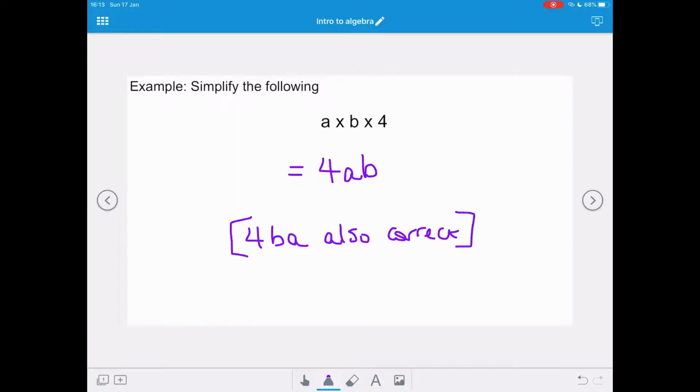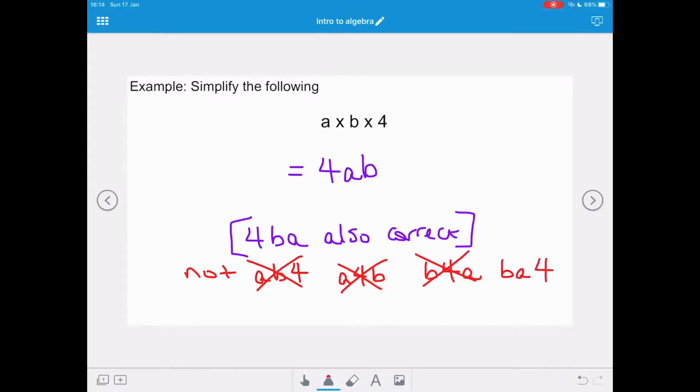However, there are lots of incorrect ways of writing this expression. For example, we couldn't write ab4 because that would be wrong. We also couldn't write a4b because that number has to come in front. We couldn't write b4a because it would be incorrect too. And finally, ba4 would be another incorrect answer. So make sure it's 4ab.